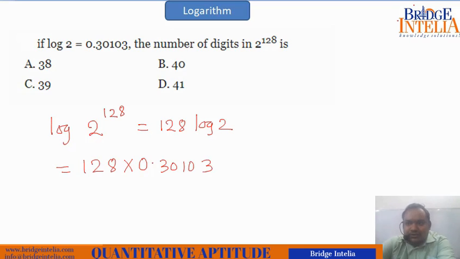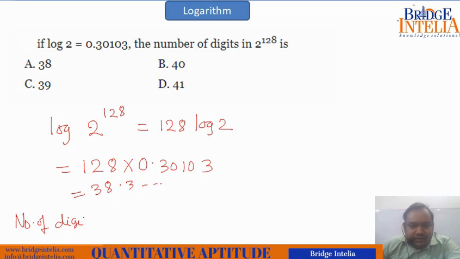So what does this come out to? This comes out to be 38 point something, 38.3 something. Now this is not the final answer. The final answer can be reached in step 2. What is step 2? You discard the decimal part and add 1 to the integral part. So the number of digits will be equal to, you discard the decimal, 38 plus 1. So 39 will be the final answer.